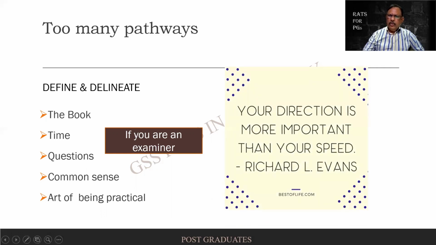So look at this one, a wonderful saying that I managed to pick up. Your direction is more important than your speed. Once you choose the wrong direction, however fast we go, we might not reach the destination. And if you are allowed to come back and then again revert to another area, it is going to consume time and energy, which is not worth it.